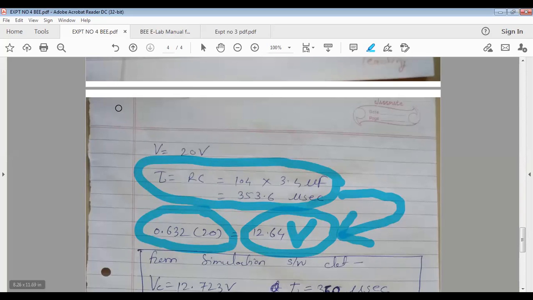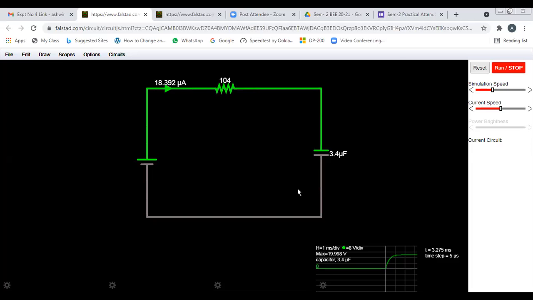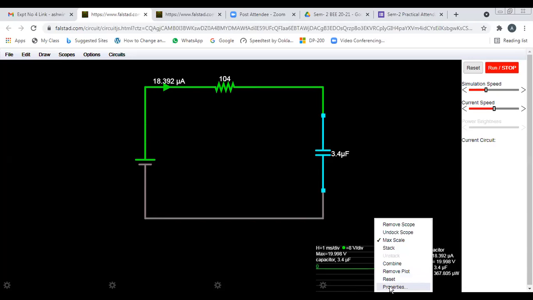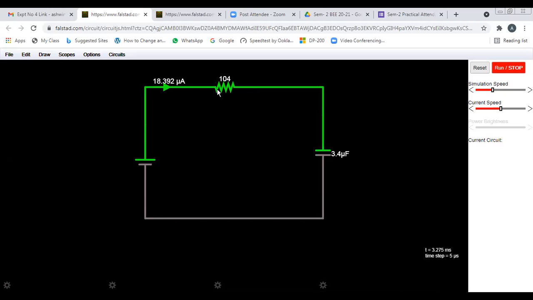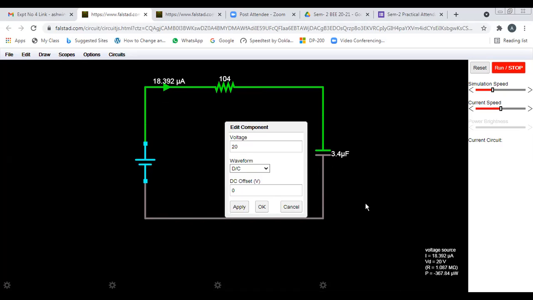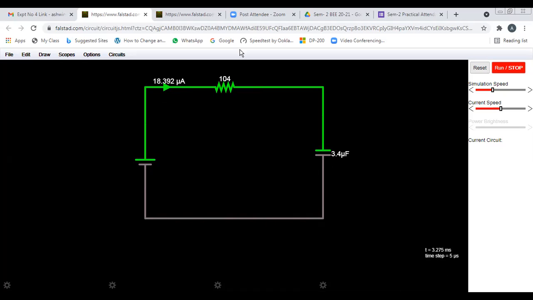So these all are the theoretical calculations we have done. We will cross check these values using simulation software. In the simulation software, we'll design the DC circuit. Can everyone see the DC circuit? Yes, ma'am. So see, resistance 10^4, capacitance 3.4 microfarad. If you want, you can connect an ammeter. Here I have connected a DC source. I'm going to double click it. See here, what is the value of voltage I set there? 20 volt. Now resistance 10^4, capacitor 3.4 microfarad.